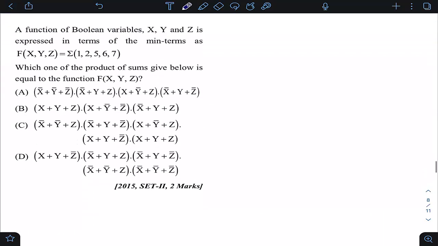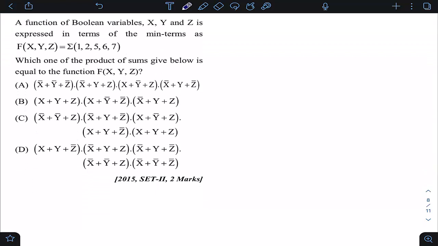One GATE question, students, which was asked in one of the electronics papers. So let us see this. This is GATE 2015 electronics. A function of Boolean variables x, y, z is expressed in terms of min terms as f of x, y, z is sum of 1, 2, 5, 6, 7. Which one of the product of sums given below is equal to the function f of x, y, z? So you want the equivalent POS expression of this.